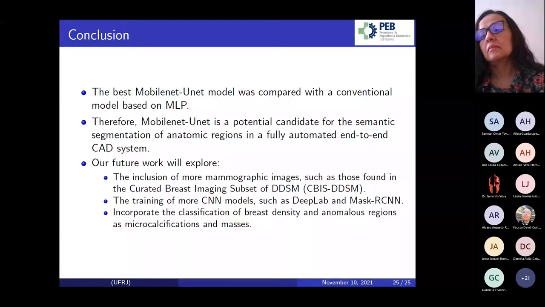With this approach, the MobileNet UNet takes 10 to 15 minutes for just one training, with approximately 500 images. I already did the training with the DDSM that has 1700 images, and I need to change my notebook because I can't train with this amount of images. But with just 500 images it's really fast. It takes just 10 to 15 minutes to train on a GeForce GPU.